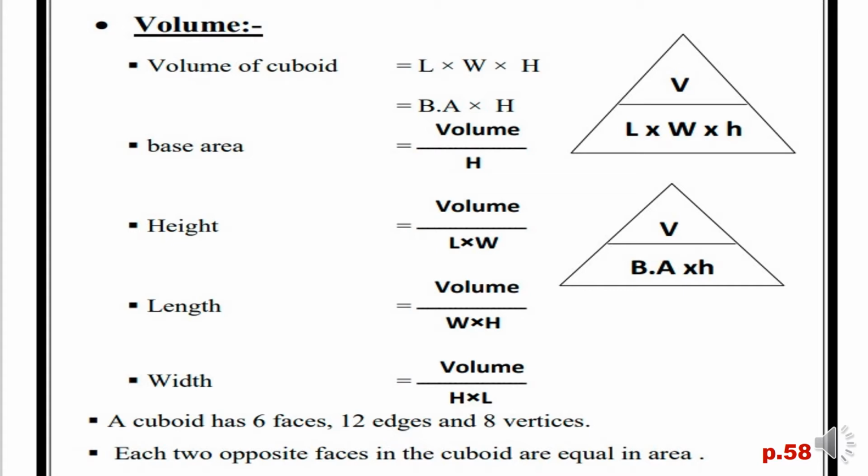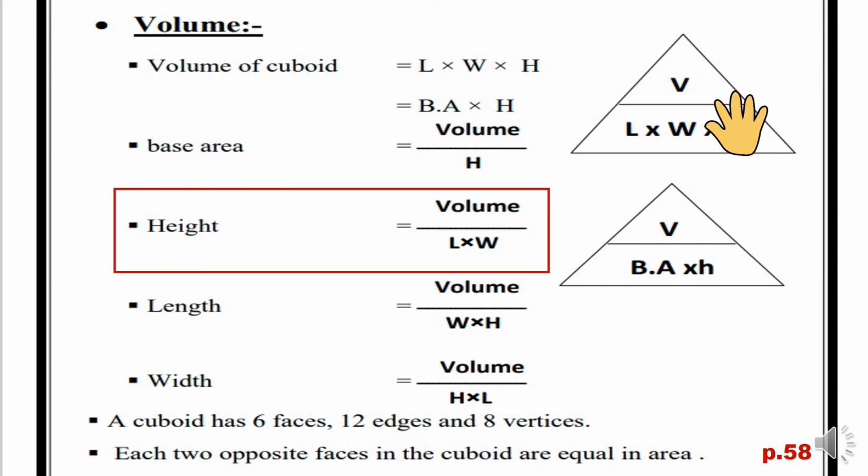Here in our magic triangle of volume equal length times width times height, if I want to find the height, I will hide the height. What's left in our triangle? Volume over length times width. So the height equals volume over length times width.